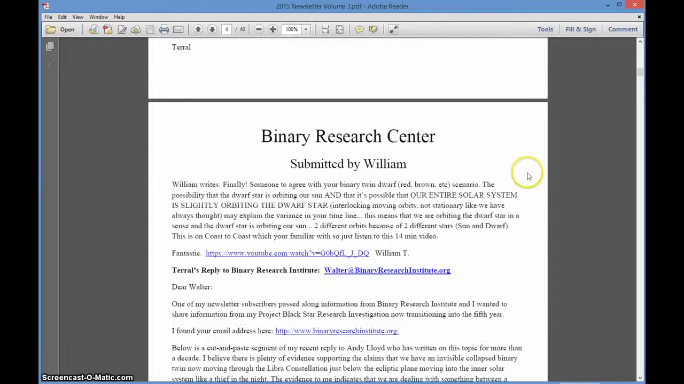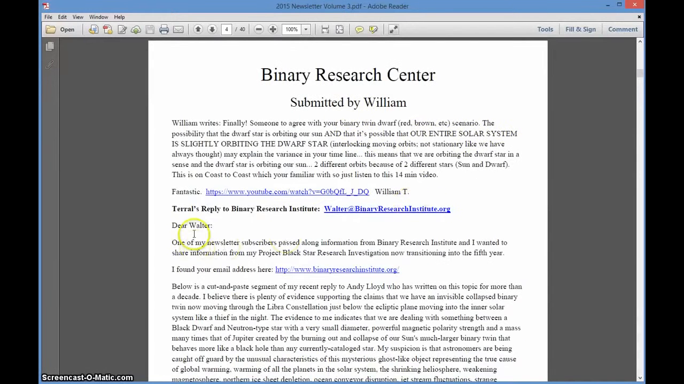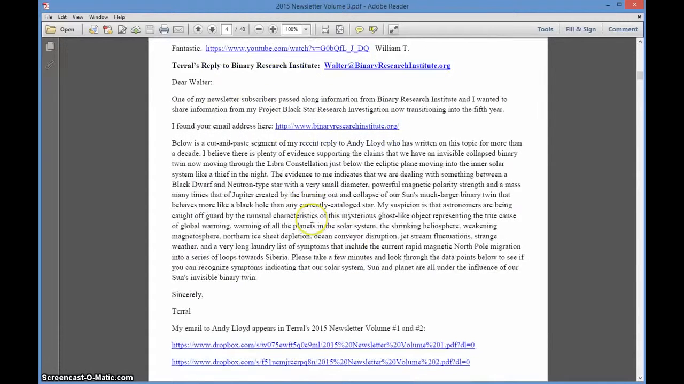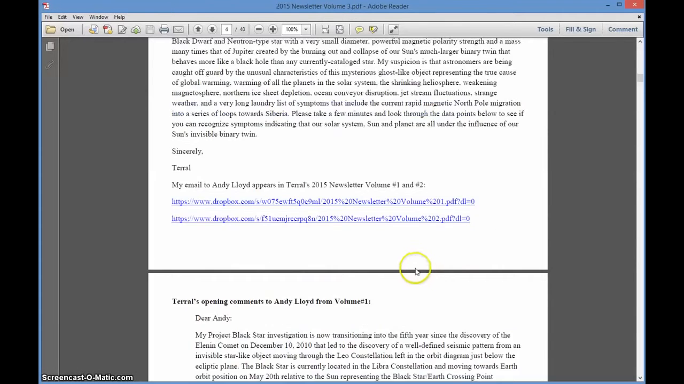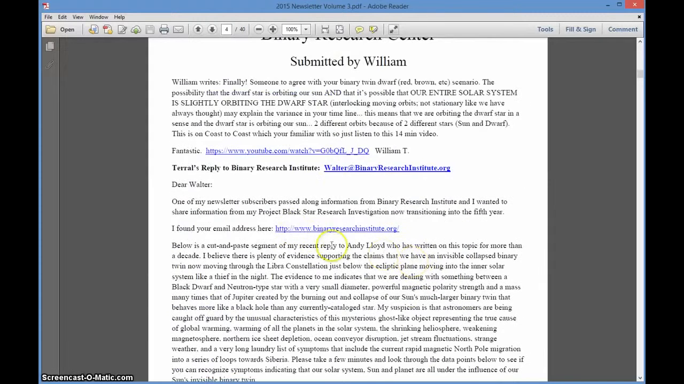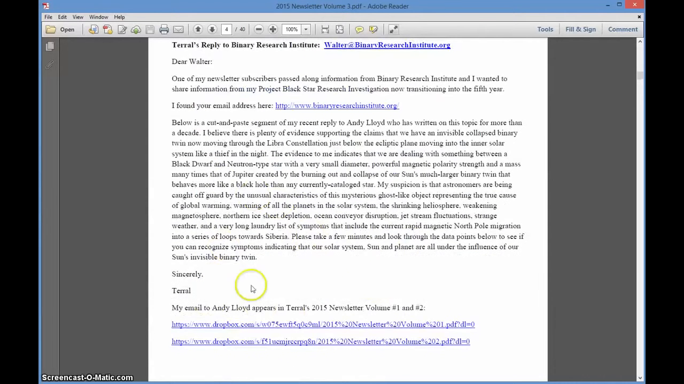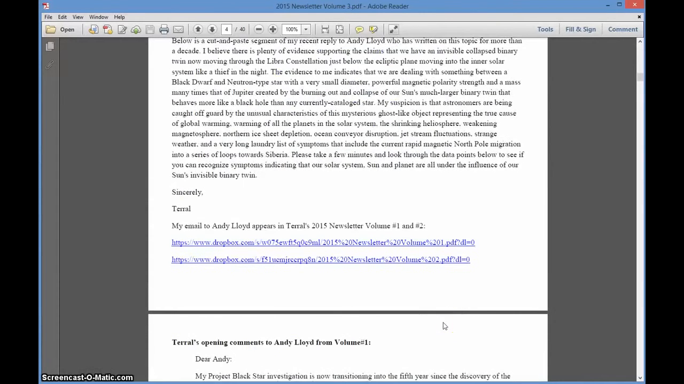And running a little bit low on time. This is Binary Research Center. William sent me this. Just wrote this morning to Walter. Here's the information that I sent him, and I copied and pasted some of the information, if you guys are following the research, what I sent from Volume 1 and Volume 2 to Andy Lloyd. Real smart guy. And rather than write the same 10 points again, I copied and pasted them over here for Walter. Gave him this introduction, and then I gave him the links to the previous emails with my comments and Andy's comments back and forth.